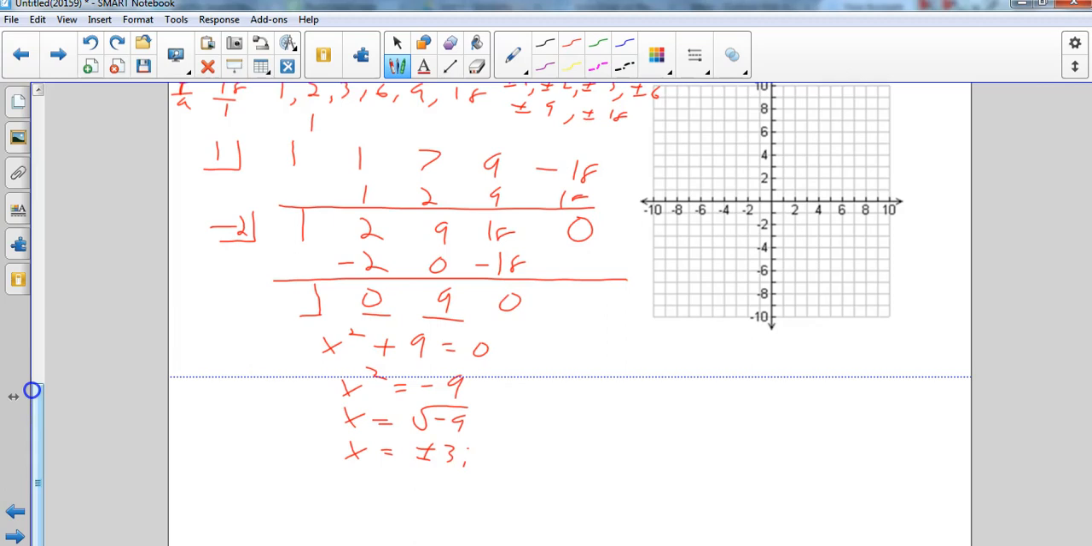Now, do I have my 4 roots? 1, 2, 3, 4. I do. Those are my 4 solutions. Solutions are 1, negative 2, plus or minus 3i.